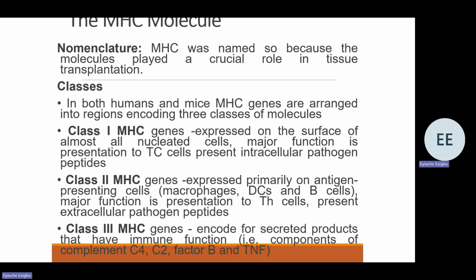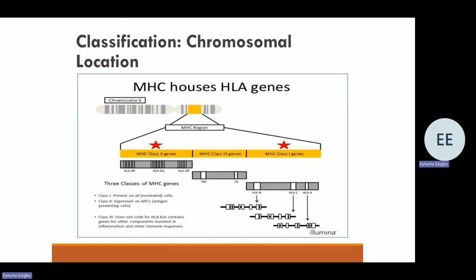The class 3 MHC genes encode secreted products that have immune function. That is, components of complement C4, C2, factor B, and TNF. So they encode secreted products. We are now going to focus on class 1 and class 2 MHC molecules.